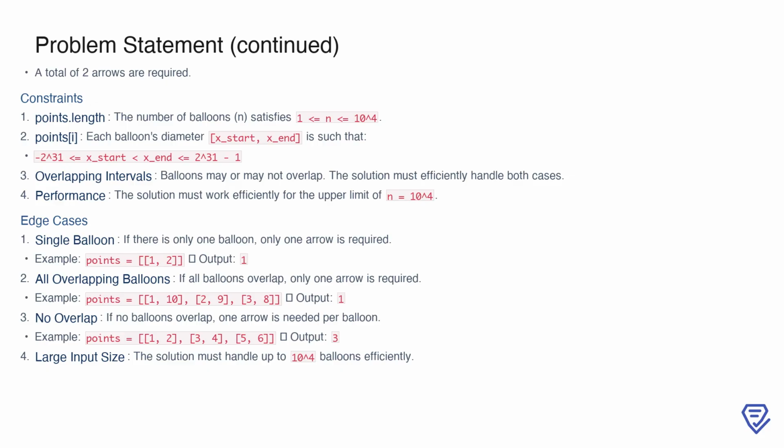Lastly, given the constraint that there can be up to 10,000 balloons, the solution must be performant and efficient, ensuring it works well even for the largest inputs. By carefully analyzing overlaps and shooting arrows strategically, we can achieve the minimum number of arrows in all scenarios.